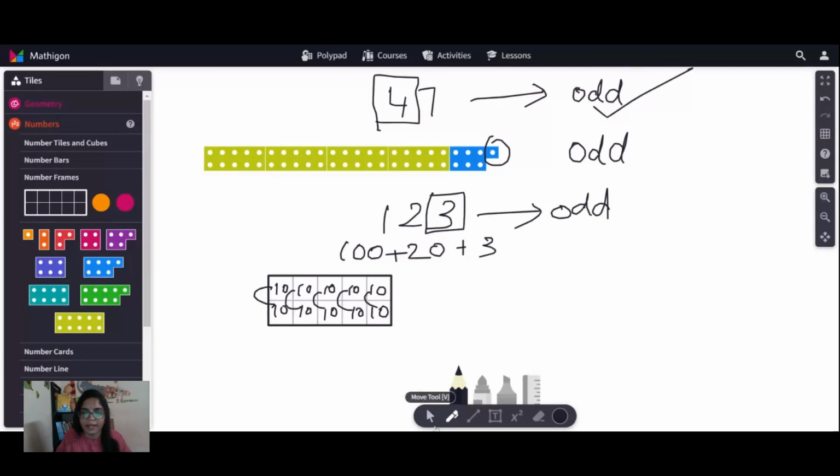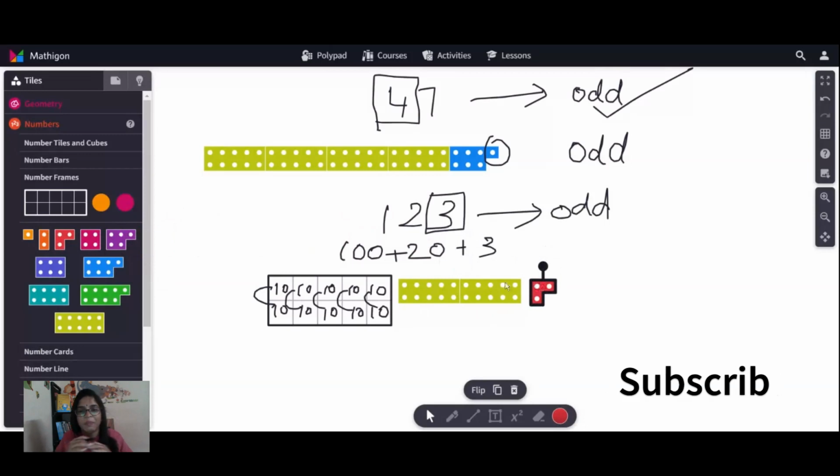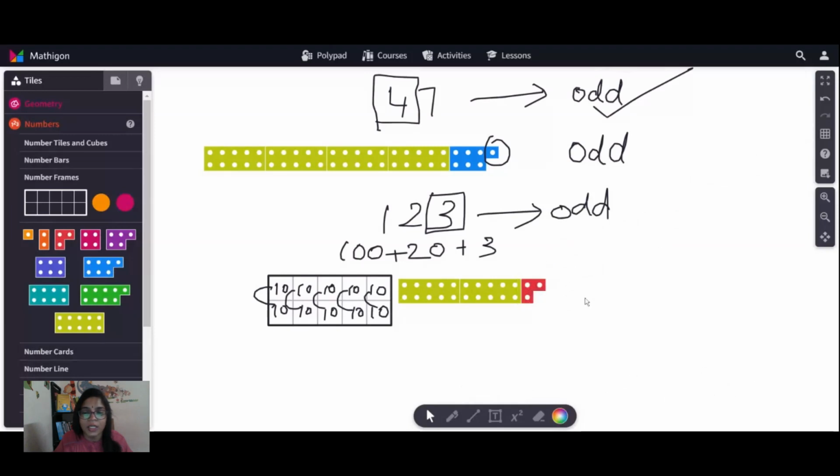So this part is fine. Then for a 20, I'm going to use this. Okay, fine. Still, everything has a pair. Now I put the 3 and it becomes an odd fellow, right? What makes a difference? It is not this 100, it is not this 20 that makes a difference. It is the 3, the final thing, the ones place digit. That makes the difference and makes it odd.